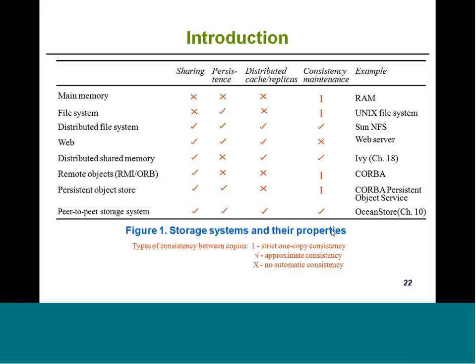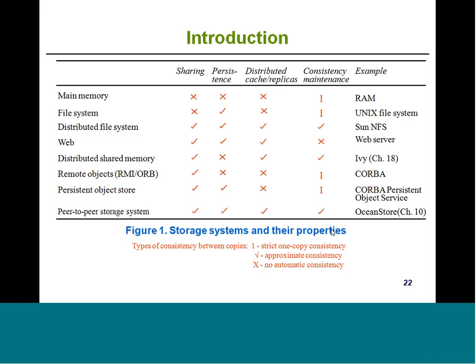So now let's look at a web server. A web server also allows you to share the data. The data is persistent, and it allows the distributed cache and replicas, but there is no consistency. Essentially, if something gets updated, everything is not looking at the same thing. So one data may be old, the other data may be new. Unless you hit refresh, the data won't be updated.